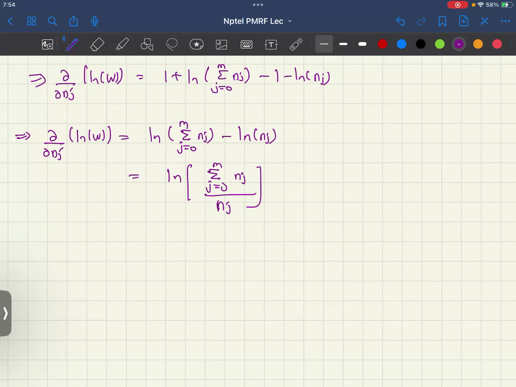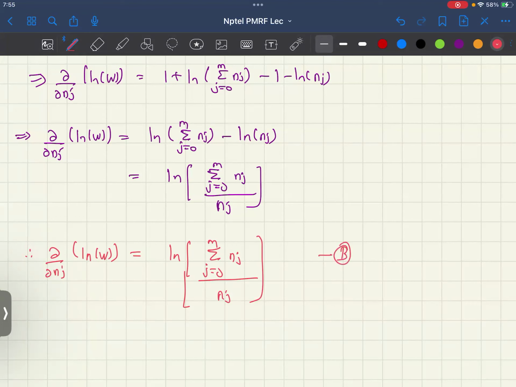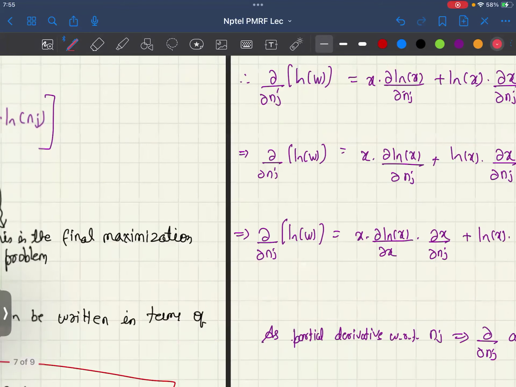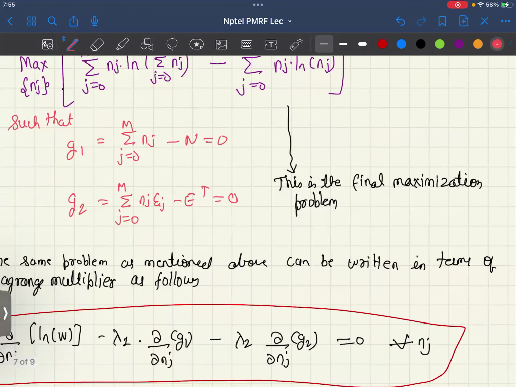Therefore, what we can write is ∂/∂nj of ln Ω equals ln of summation j equals 0 to l of nj divided by nj. This is B. Now let us move back to this expression. So this we have just evaluated. Now we'll evaluate this one.